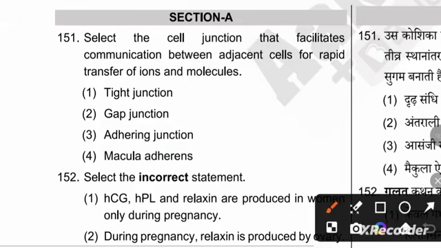Select the cell junction that facilitates communication between adjacent cells for rapid transfer of ions and molecules. For adjacent cells and the rapid transfer of ions and molecules, the junction involved is the gap junction.